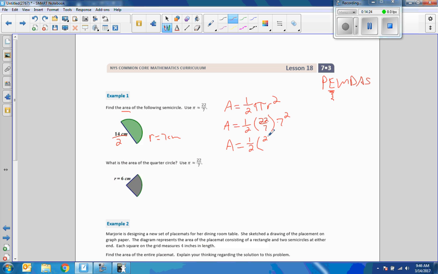1/2 times 22/7 times 7 squared, which is 49. You make that over 1. And the reason I'm doing that is now this 7 and this 49 will reduce to 7. This 22 will reduce that 22 to 11. So my final area is 1 times 11, which is 11, times 7, which is 77. And these are all 1s when they cancel. So it's just 77/1, or simply 77 centimeters squared.